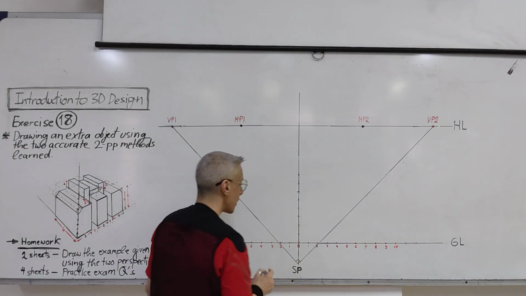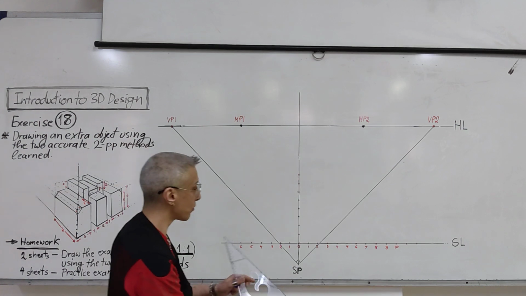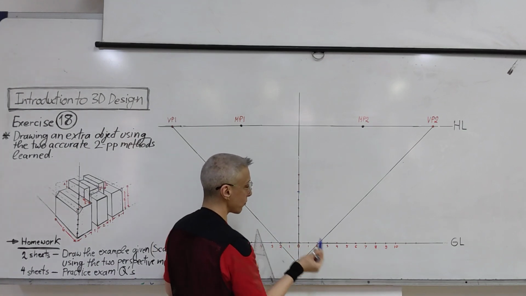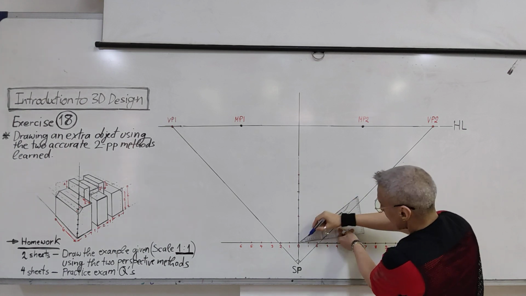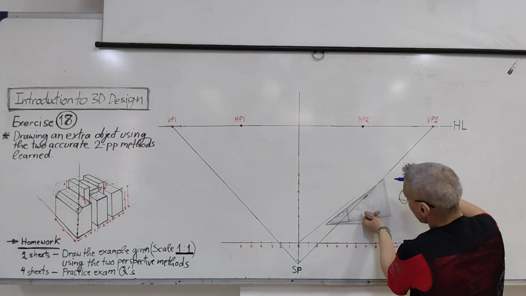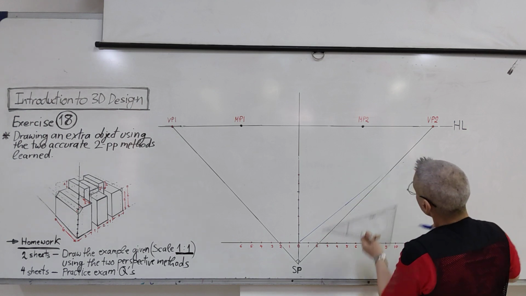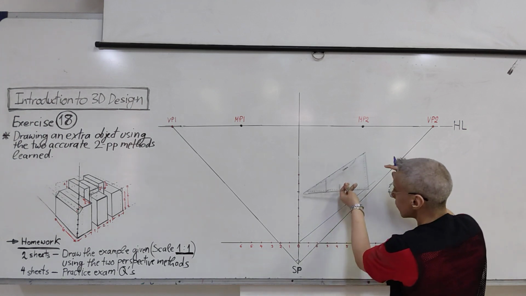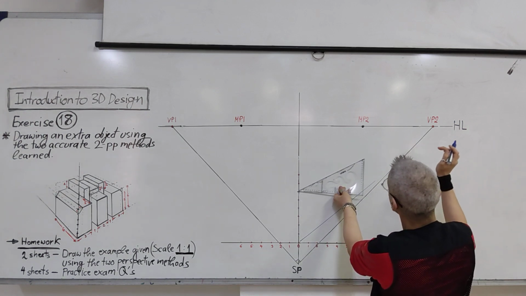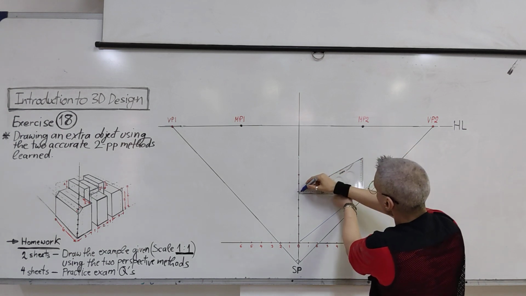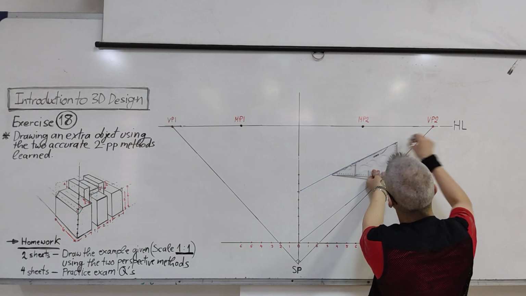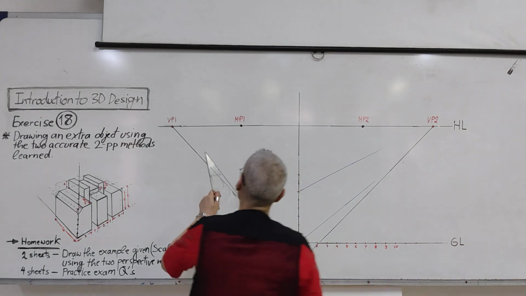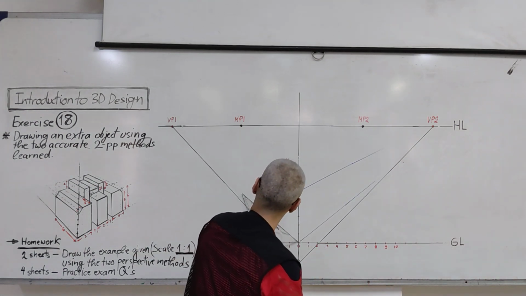So here. Now, I will take to the vanishing points from this point and from this point. To the vanishing point. And from number 6 also to the vanishing point. And from the other side, the same thing.